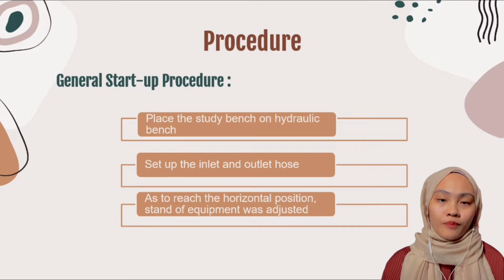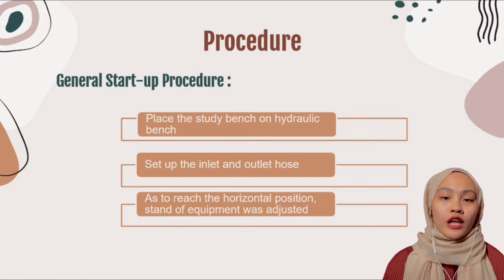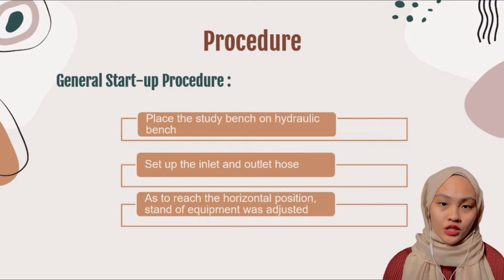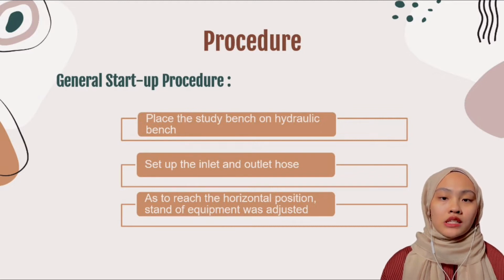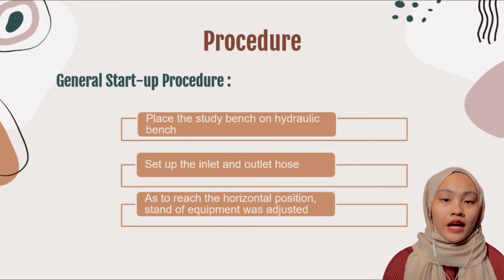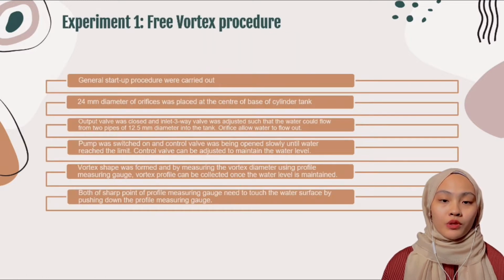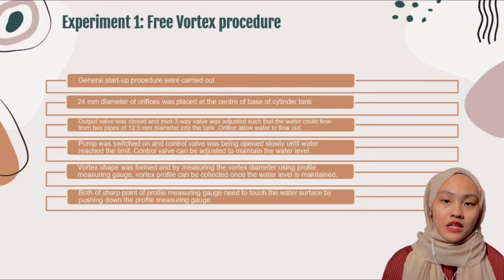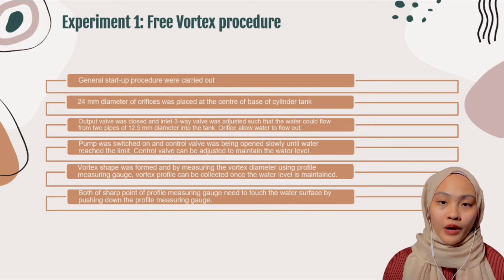Moving on to the procedure, firstly, for every experiment, we will have the general start-up and shut-down procedure. So let us start with the general start-up procedure, where the study bench was placed on the hydraulic bench and the inlet and outlet hoses were set up. The stand of the equipment must be adjusted so that it reaches a horizontal position. In experiment 1, starting with the 24 mm diameter orifice, it is placed in the base of the cylinder tank at the center. Adjust the three-way valve so that water can flow through the 12.55 diameter pipe into the tank.